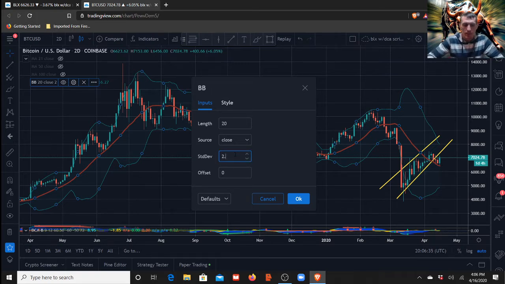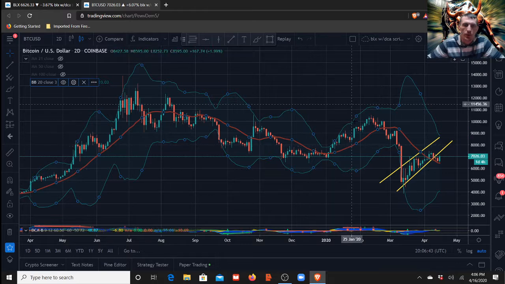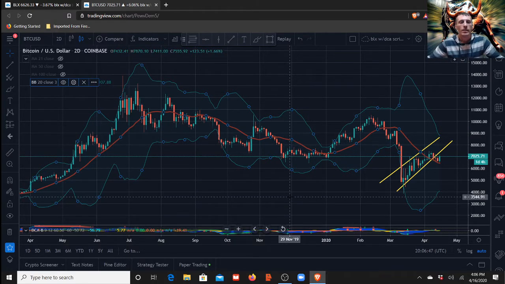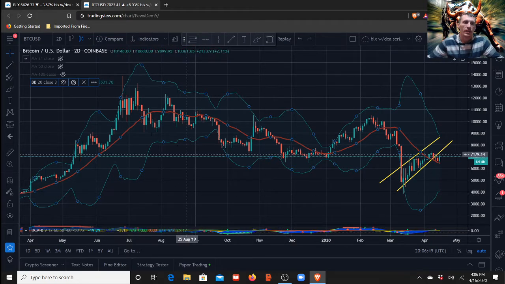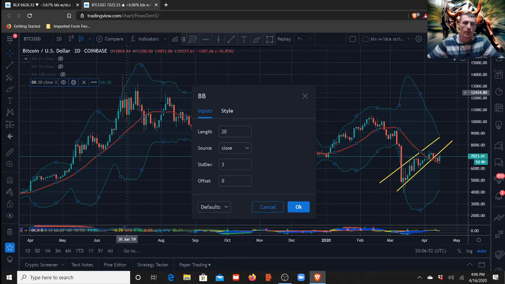However, here I put 2.5. You can go 3. If we go 3, let's just watch the bands. See how much farther away they move from the average price. So if we were trading, I'm going to move it back onto 2.5. It's freaking me out there on 3.